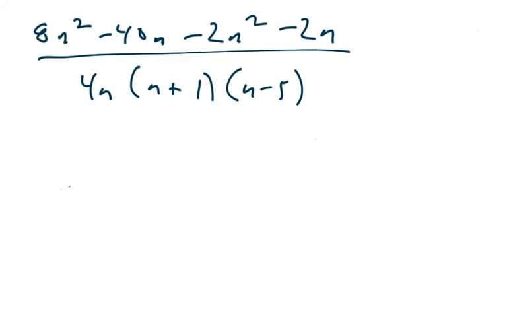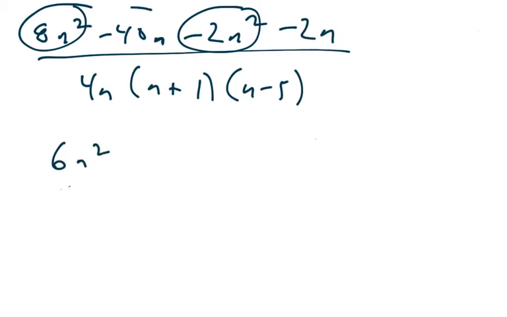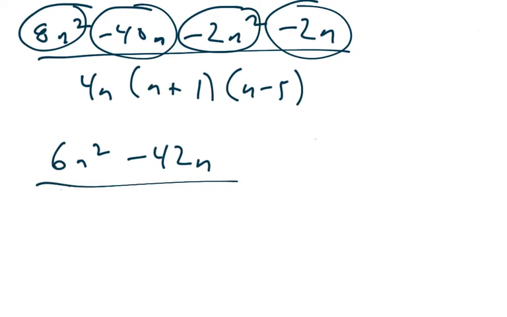Okay. So now I know that 8n squared minus 2n squared is 6n squared. I have a minus 42n over 4n, n plus 1, n minus 5. Now, normally we'd be done, but guess what, guys? You got to check to see if your answer is simplified.